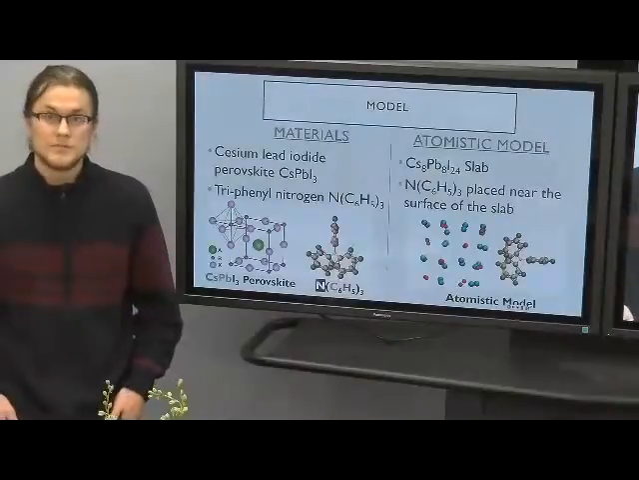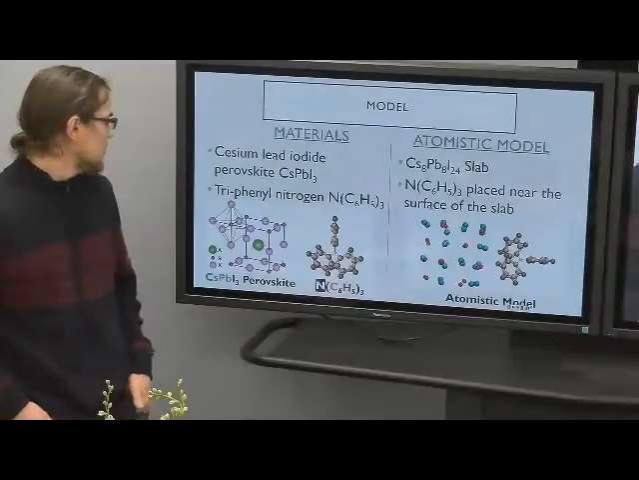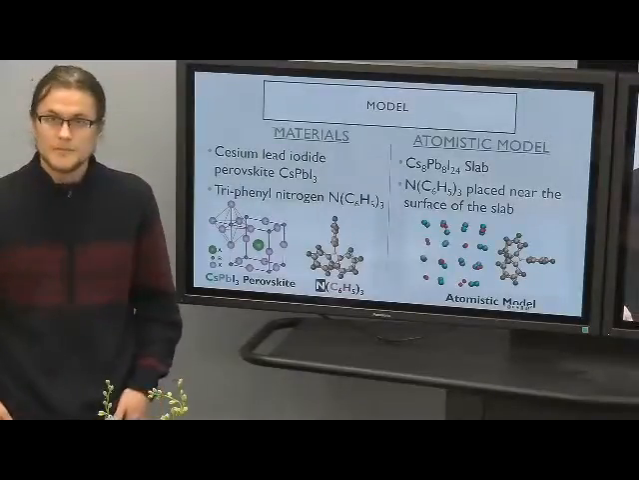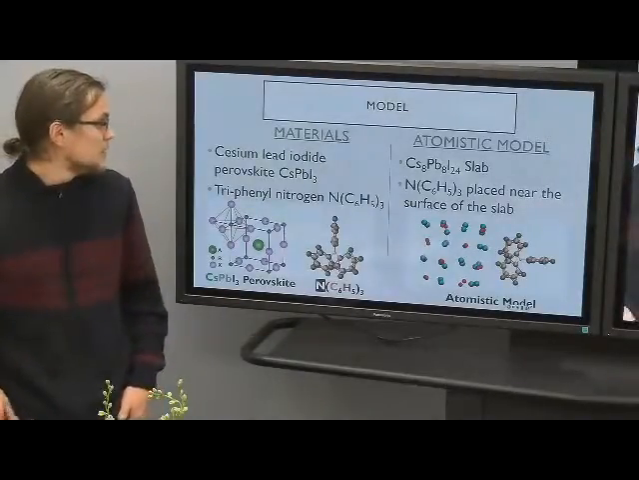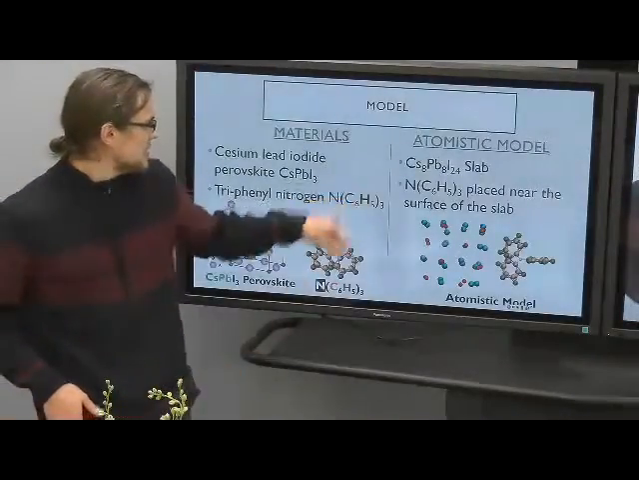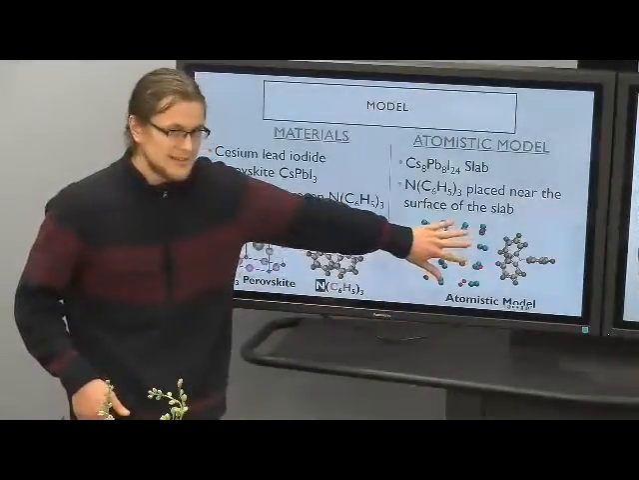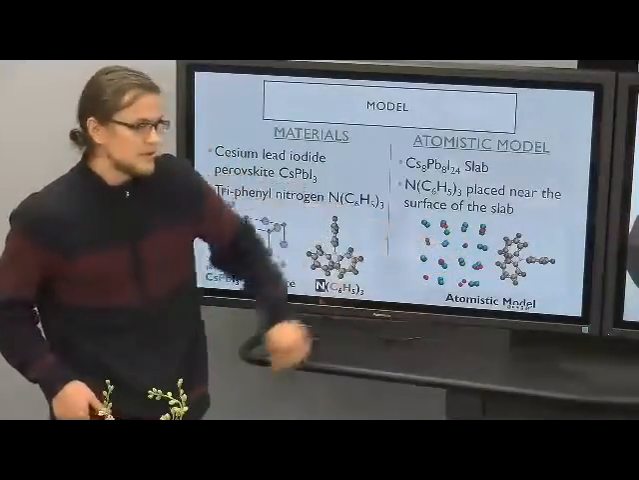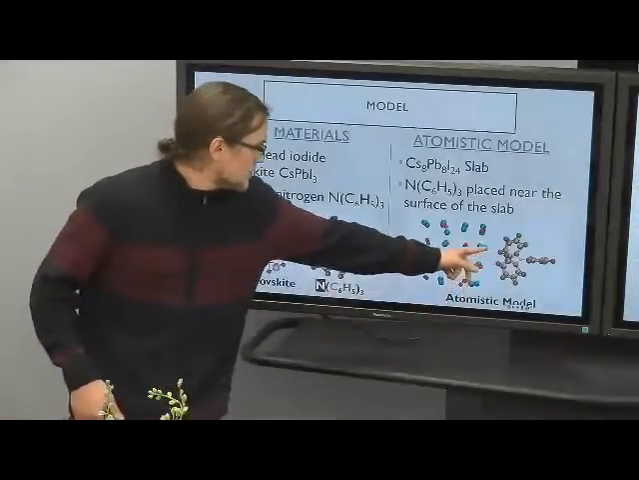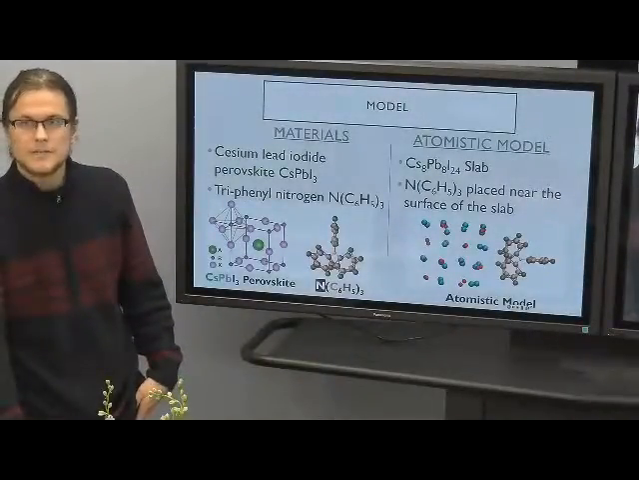For the models I use, specifically I use cesium lead iodine perovskite, CsPbI3. And then for the organic dye molecule, I just chose triphenyl nitrogen because it's the simplest dye molecule I could look at to begin with. And then for the input atomistic model for VASP, I chose a Cs8Pb8I24 slab. So it's a couple of unit cells that has a surface and then it extends periodically into the structure to mimic bulk characteristics. And then we just place the dye molecule. It's not physically connected, it's just placed pretty close to the surface of the perovskite.